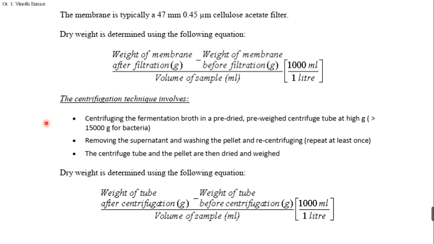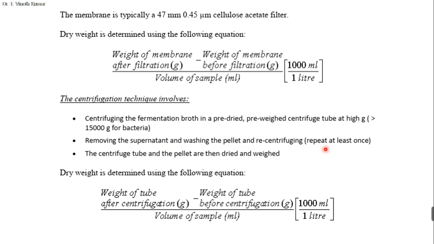Centrifuge the fermentation broth in a pre-dried, pre-weighed centrifuge tube. Preferably you can use a sterile centrifuge tube, and apply a centrifugal force on the bacterial fermentation broth of approximately 15,000 G. You can set it in the refrigerated centrifuge and sediment the cells. After sedimentation, you can remove the supernatant, wash the pellet and re-centrifuge 2 or 3 times to remove all the soluble components of the media.